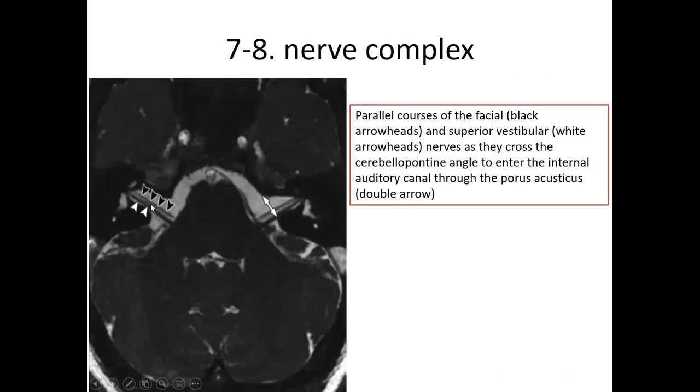Then we will find the seventh, eighth nerve complex here. You can see anteriorly the seventh nerve, and posteriorly the eighth nerve. It is very easy to identify, and at the level of the internal acoustic meatus, they are parallel. The anterior black arrowheads are the seventh nerve, and the vestibular, white arrowhead, is known as the eighth nerve. So both are in the internal acoustic meatus.